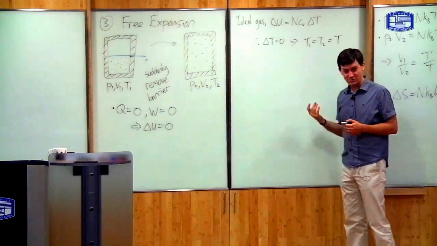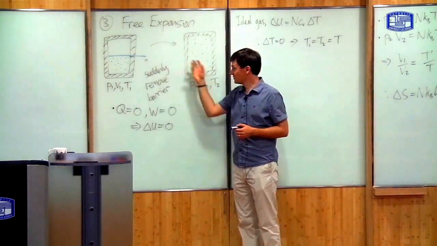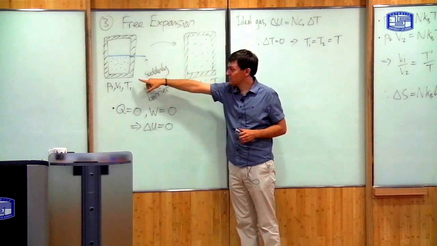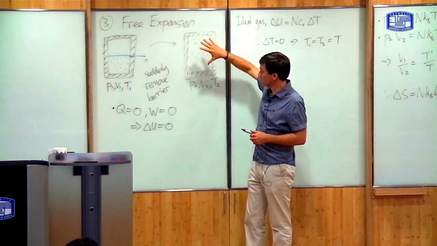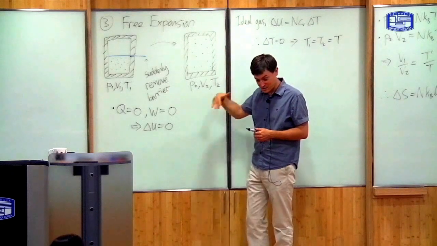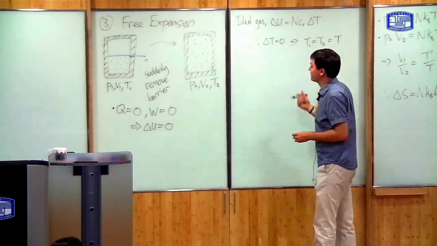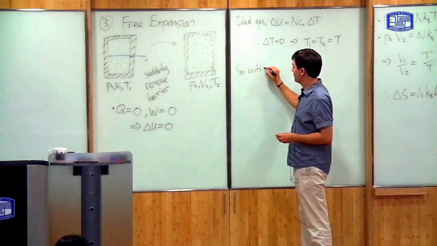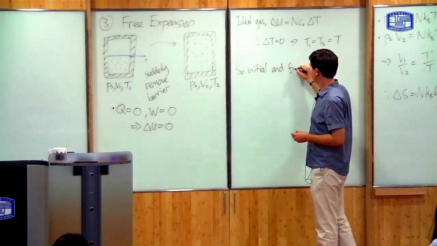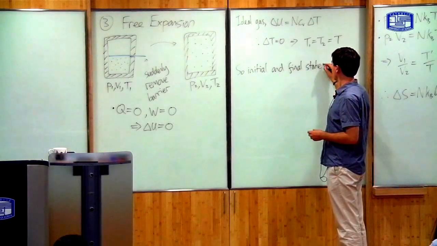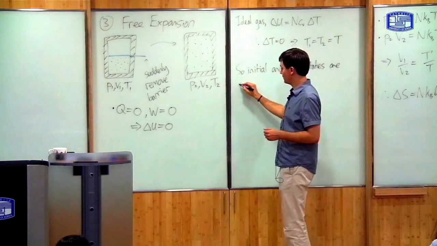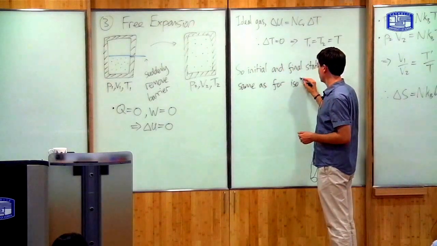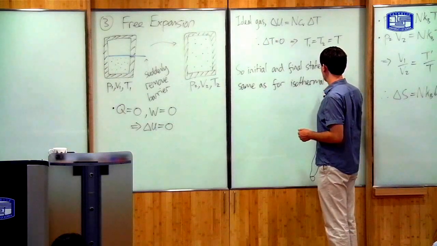That means that as long as this gas is ideal, the initial and final states are the same as if this gas had expanded isothermally. It started out in a state of temperature T, it ends up in a different state at the same temperature. So the initial and final states are the same as for the isothermal expansion.